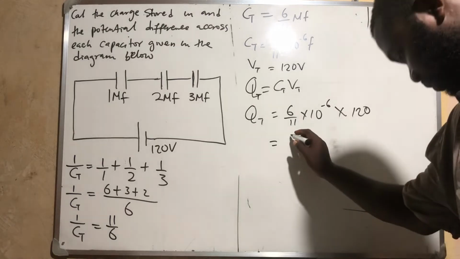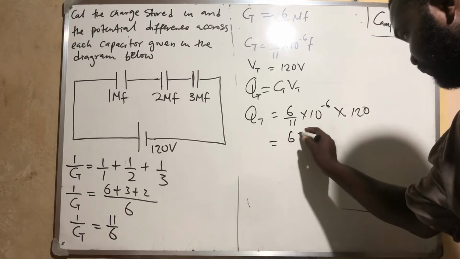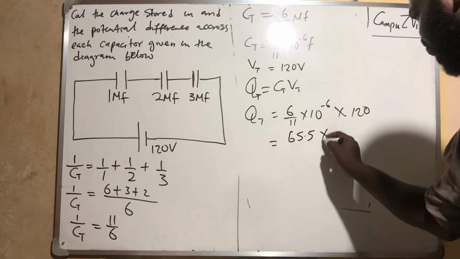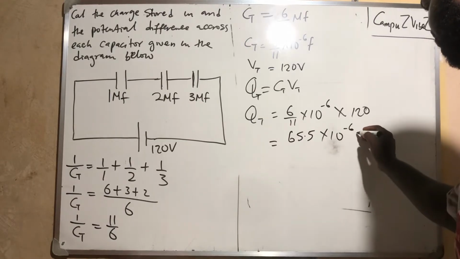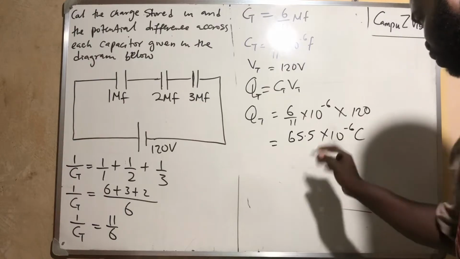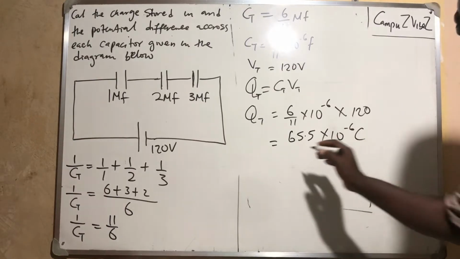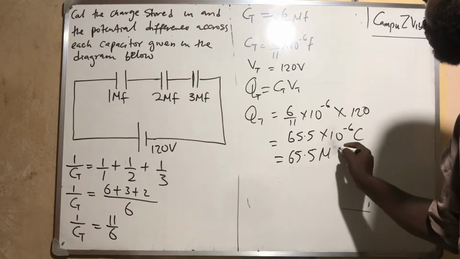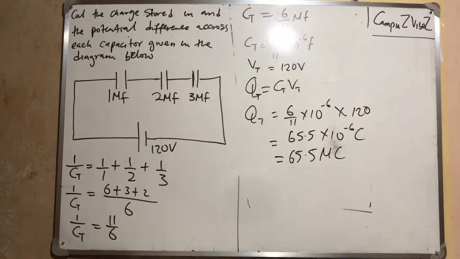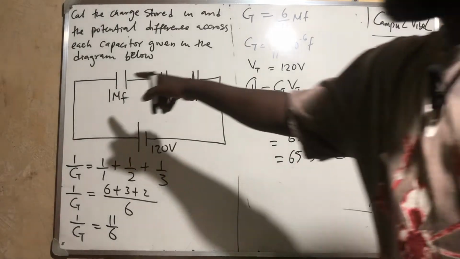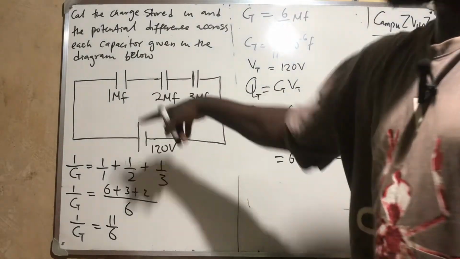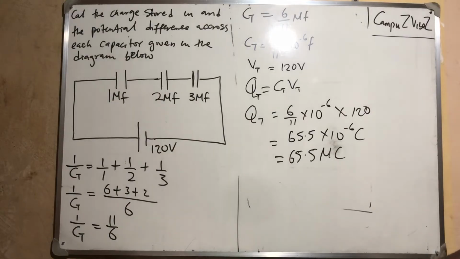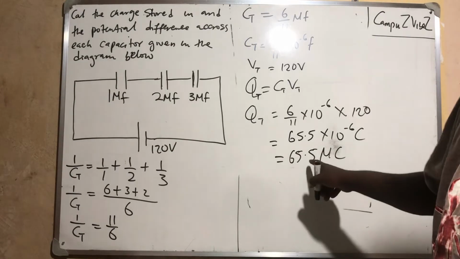They got 65.5 times 10 raised to the power minus 6 coulomb. Anything raised to the power minus 6 can be mu. So which is 65.5 mu coulomb. Okay. So this is the total charge. And don't forget that this total charge is the same charge that is crossing here. So the charge stored in each of them is the same.